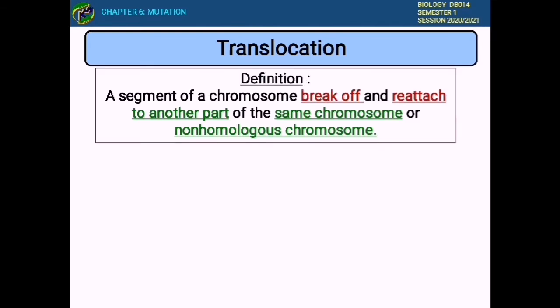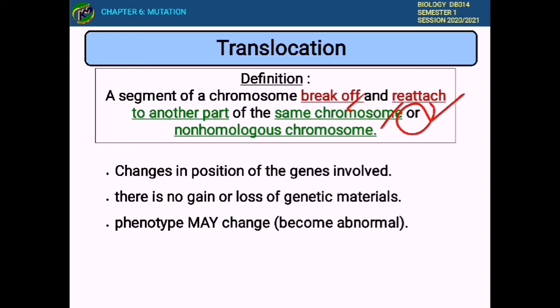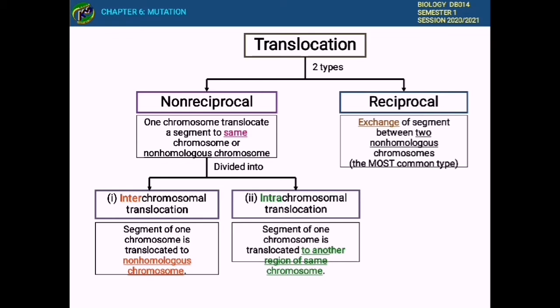So we move on to translocation first. Translocation means that a segment of chromosome breaks off and reattaches to another part of the same chromosome or a non-homologous chromosome. So the position of genes is changed. There is no gain or loss of genetic material, because it is only translocated. The phenotype may change and become abnormal. So translocation is divided into two types.